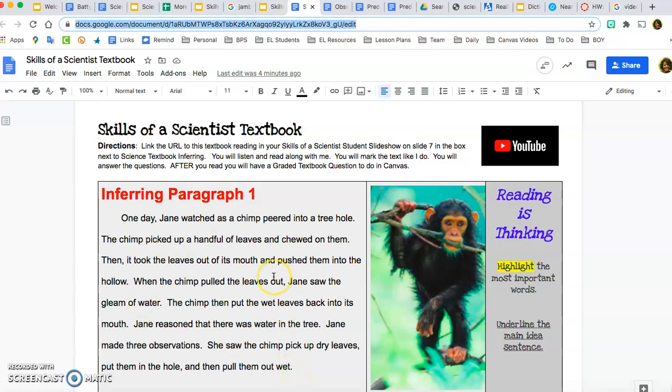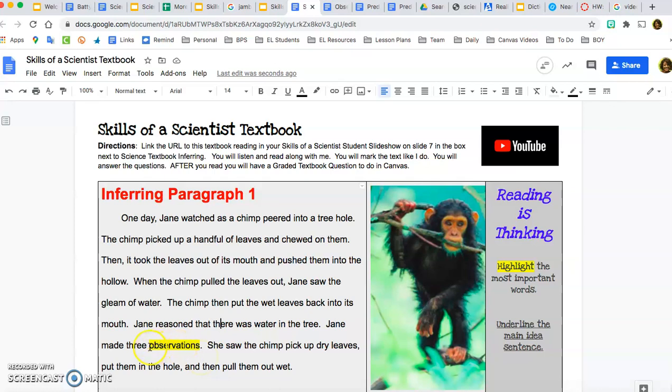So after reading this paragraph, we need to think, what did we read that was the most important words? We want to think about the science words that we've been learning, not so much the examples about the story. So we don't want to underline anything about Jane or a chimpanzee, but we want to talk about what this paragraph was trying to tell us. So we know that Jane was making observations, and observations is one of our science topics. So I'm going to say that observations is a key word, and I'm going to highlight it in yellow. You can highlight it whatever color you like.